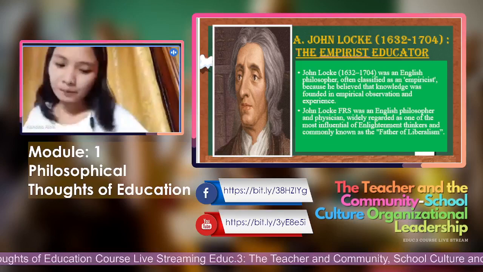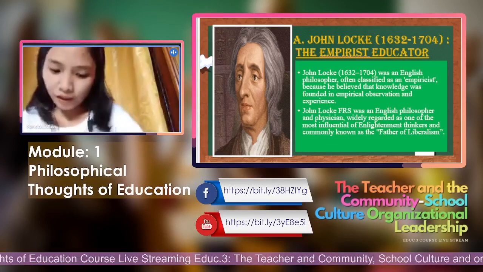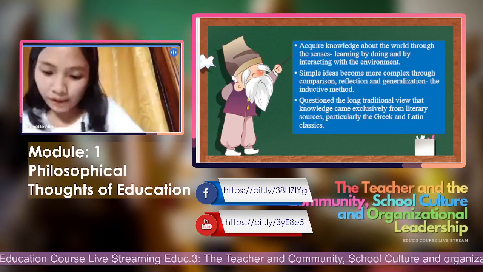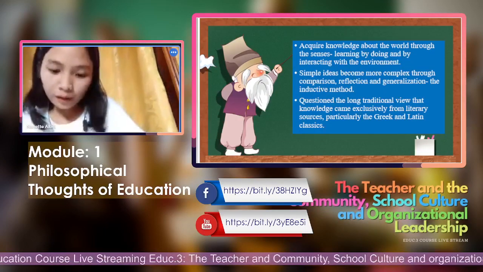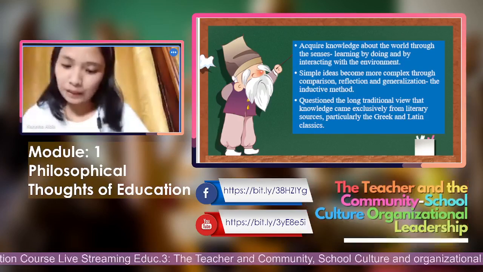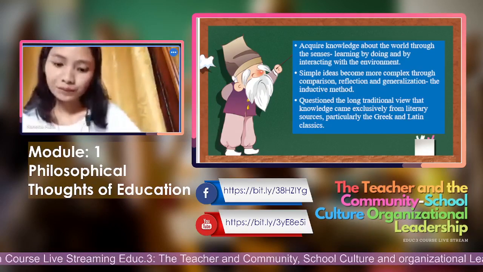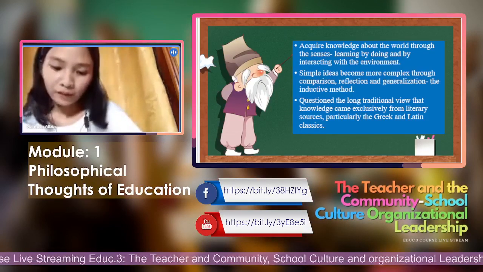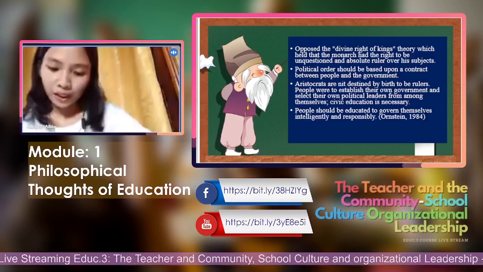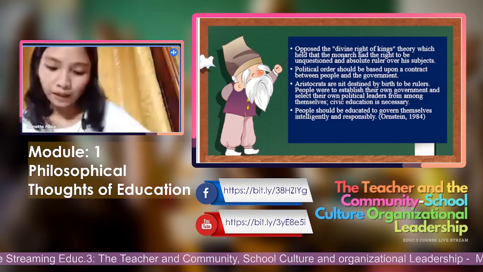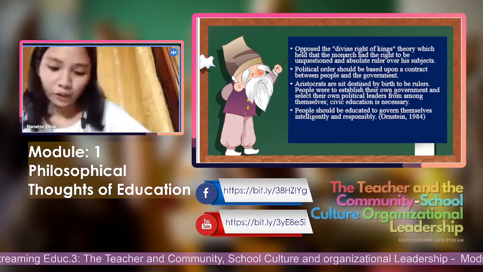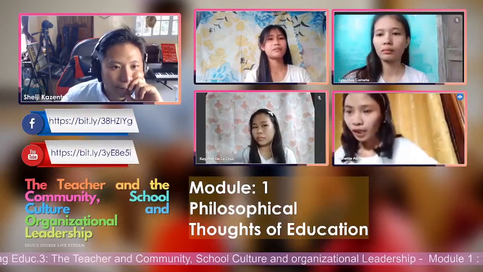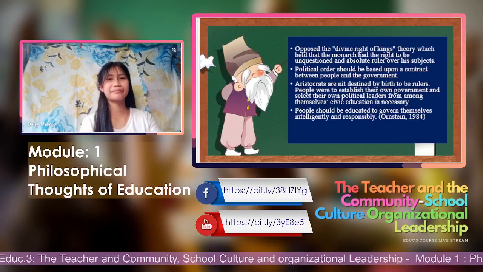So, the next is, question the long traditional view that knowledge came exclusively from literary sources, particularly the Greek and Latin classics. The next is, opposed the divine right of kings theory, which held that the monarch had the right to be an absolute ruler over his subjects. So, opposed means disagree or contra ka sa theory yun.